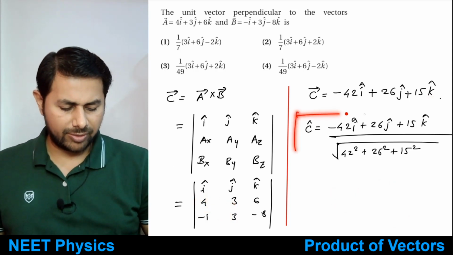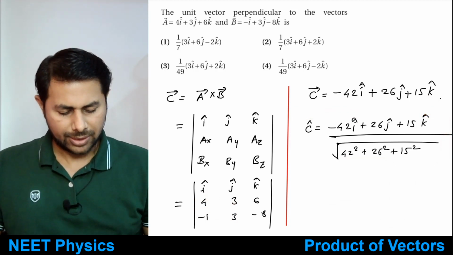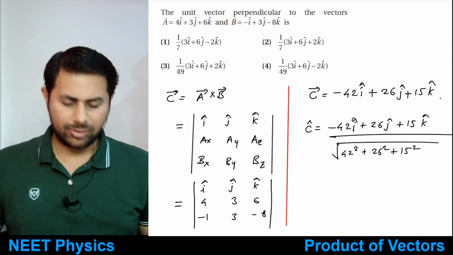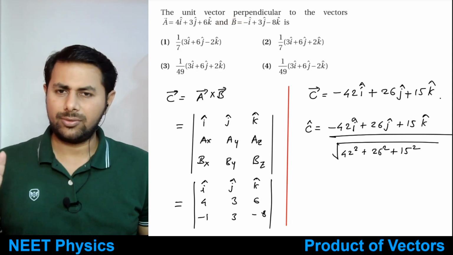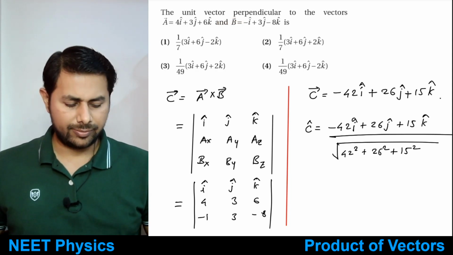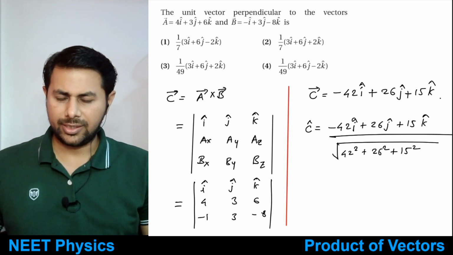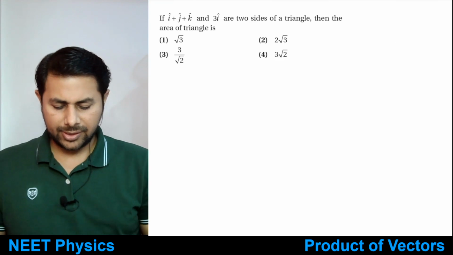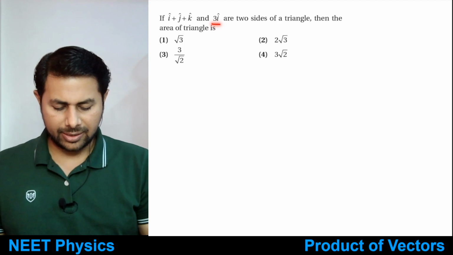Okay, so unit vector will be this one. So maybe these options are incorrect. Okay, all right. But the purpose is just to understand how to find unit vector perpendicular to two vectors. Okay, right, this thing is clear. Okay, good.